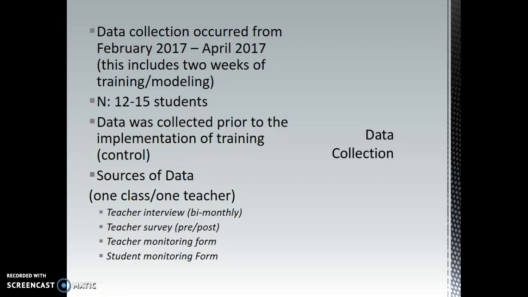Now, the ultimate goal of the research is not to address student behavior, but it should be inferred that if the teacher is increasing the quality of her practices, you should have a decrease in student misconduct and an increase in student engagement. So that was the hope. That's why I also want to look at how students were behaving as we implemented these practices.